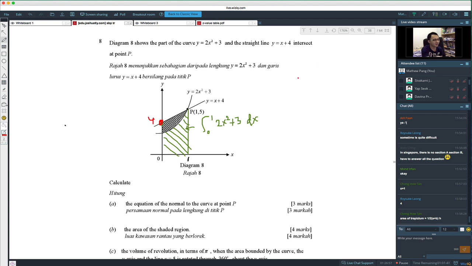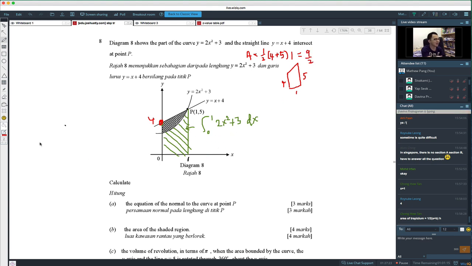Area of trapezium. Because this is 0 to 4, here will be 0 to 5, and the height will be 1. So I will use the area formula for trapezium. Area equals half, (a plus b) will be 4 plus 5, and then multiply by the height which is 1. So my area for the trapezium will be 9/2. So I will need to minus the green color part, then I can get the shaded area easily.